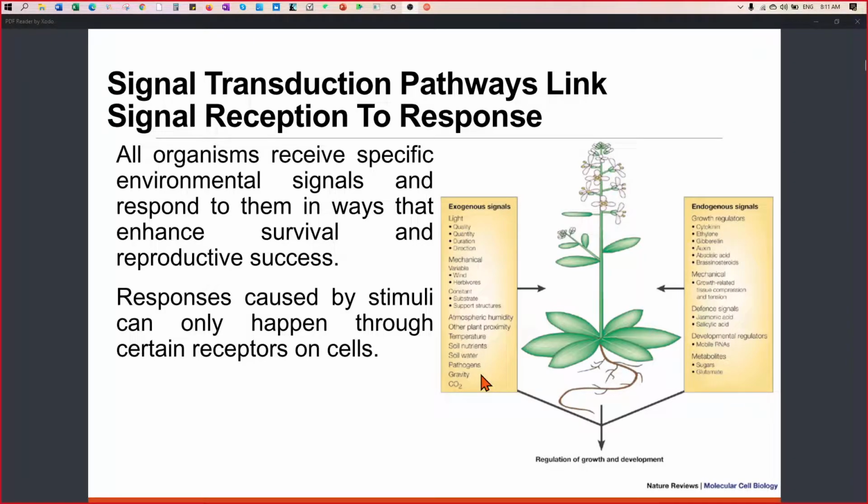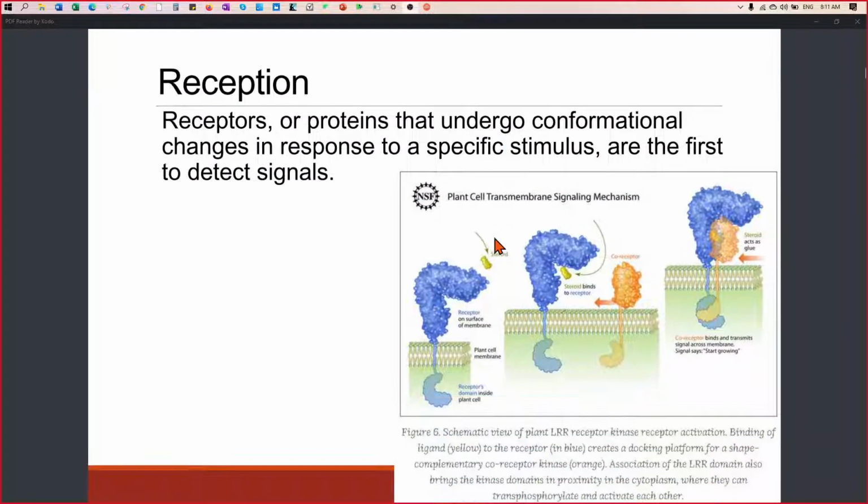And you're going to see these are very specific. Some signals will be perceived only by some receptors, and only certain things will happen. There is no such thing as one stimulus causing all changes in a plant. No. These are very specific, so there are many pathways. Let's start with the concept of reception.